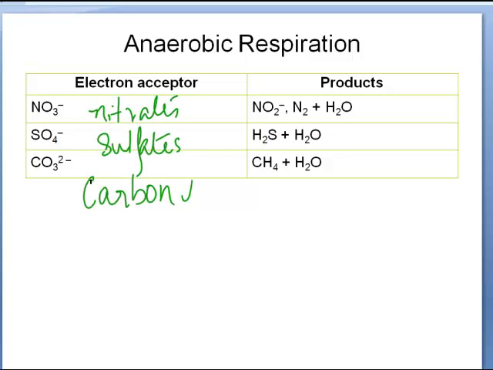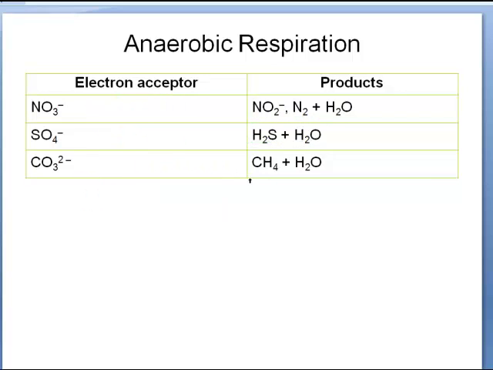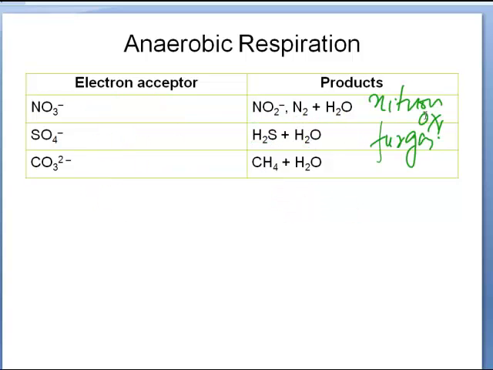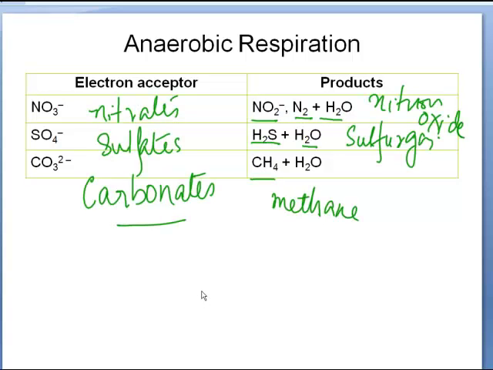And these would be the different molecules that will accept those electrons to produce nitric oxide, nitrogen and water, hydrogen sulfide and water, and methane and water. So methane, as we know, many bacteria will produce methane, some will produce sulfur gas, and this is the nitrous oxide. And the reason I'm giving you these is because I know it's flipping.